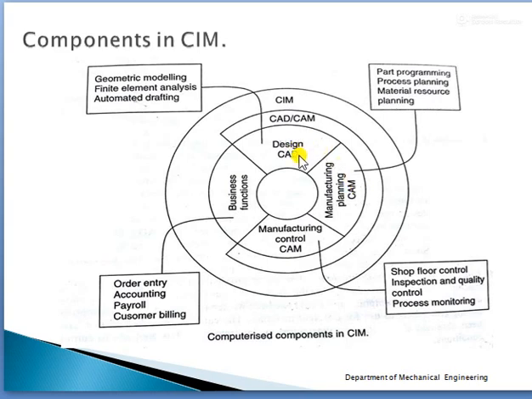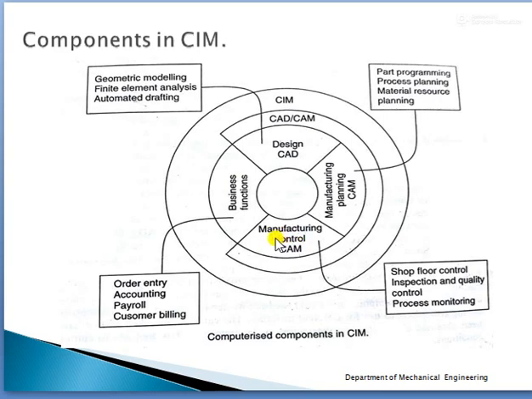First we will see in design of computer aided design what all things we are going to have, that is geometric modeling, finite element analysis and automated drafting. That is in the design part we are going to study. First we are going to design a prototype before making a product. For that we need all three things. Next we will see manufacturing planning of computer aided manufacturing, that is part programming, process planning, material resource planning, how much it is required for the manufacturing of the product.